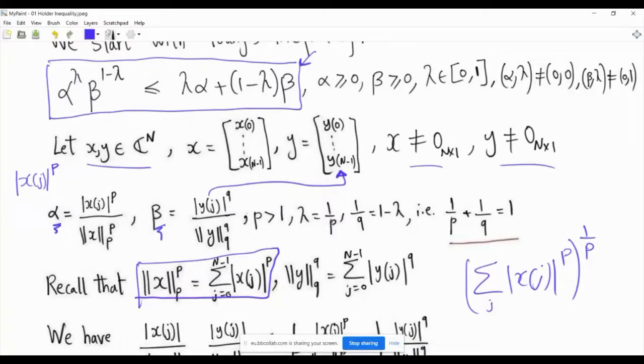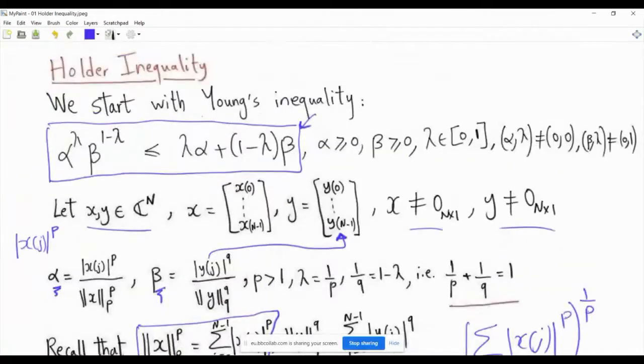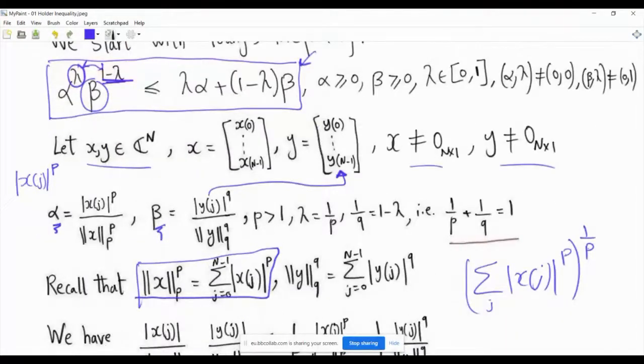Note the following: if you want to make use of Young's inequality, then alpha is raised to the power lambda, and beta is raised to the power 1 minus lambda. So these powers are not arbitrary. Their sum is equal to 1, and lambda is living between 0 and 1. This is reflected here: this will be raised to the power lambda, and this will be raised to the power 1 minus lambda.